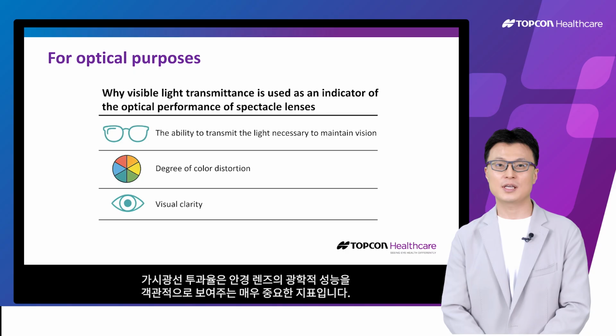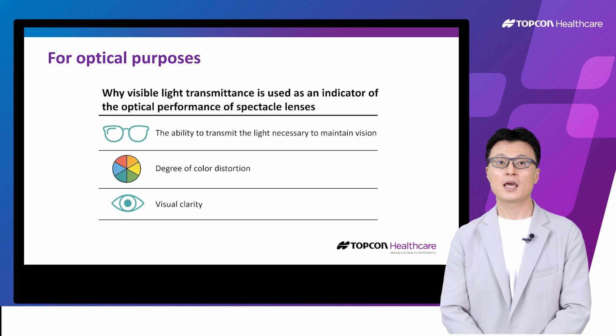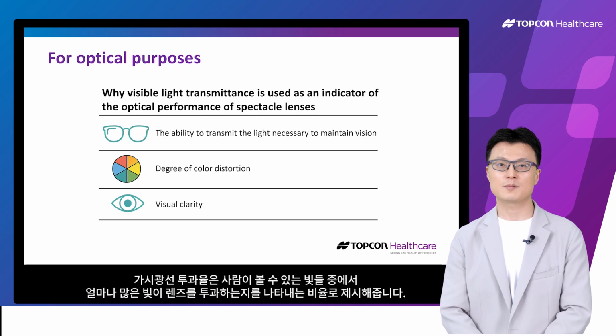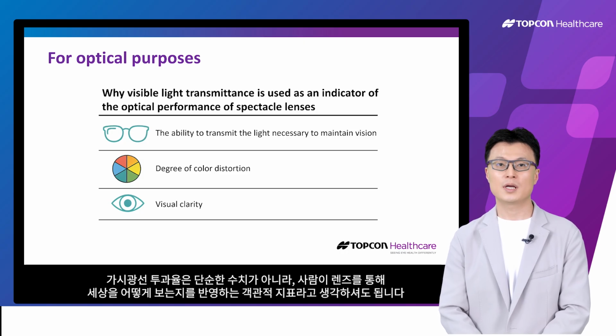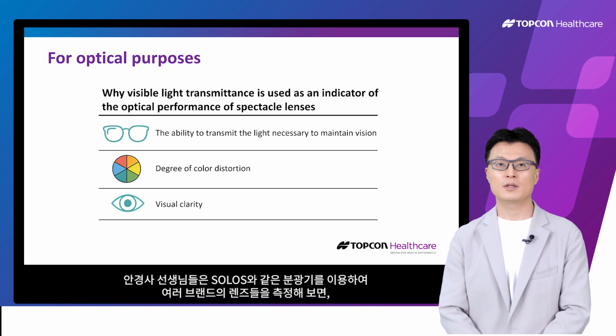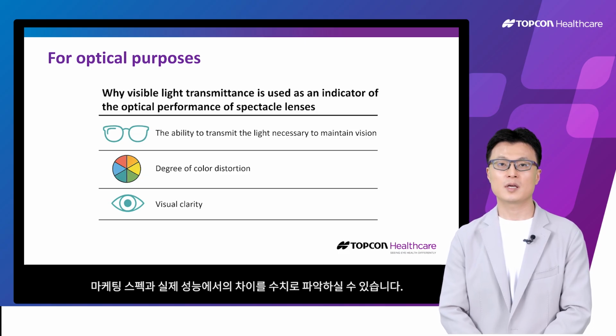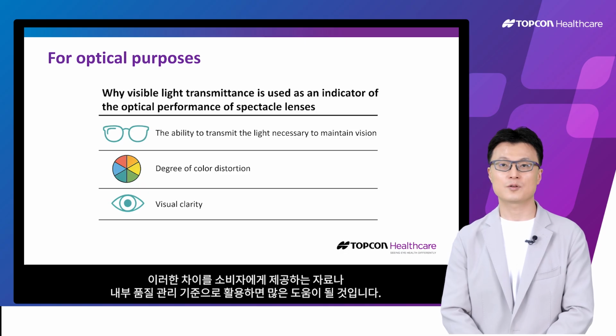Visible light transmittance is a key indicator that objectively shows the optical performance of spectacle lenses. VLT measures the percentage of visible light that passes through the lens. It's more than just a number. It objectively reflects how we actually see the world through the lens. When optometrists use a spectrometer like SOLOS to measure various lens brands, they can pinpoint the difference between the lens's marketed specifications and its actual performance. Providing this data to consumers or using it as an internal quality control standard can be significantly helpful.